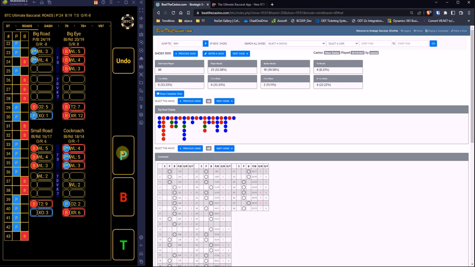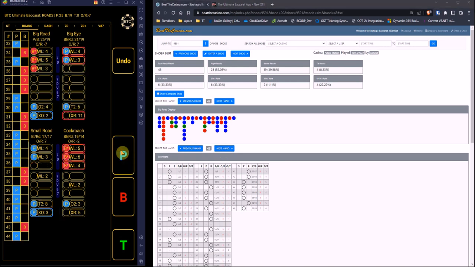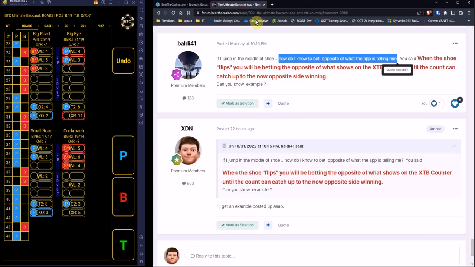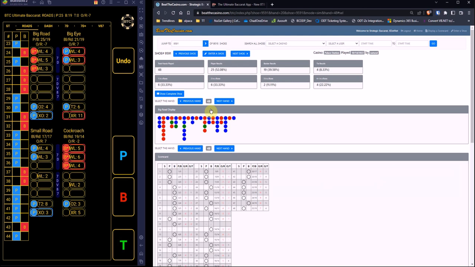Okay, so it did go back to player, and now maybe this change is over. So I'm going to stop here. I hope this helps answer your question, Baldy. I'm going to see if I can think of anything else here. When the shoe flips, you'll be betting the opposite until the count can catch up and the opposite side wins. Okay, let me try to summarize again, just in case I got to rambling.